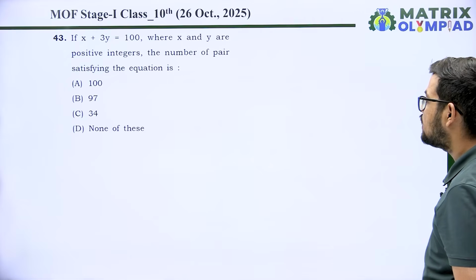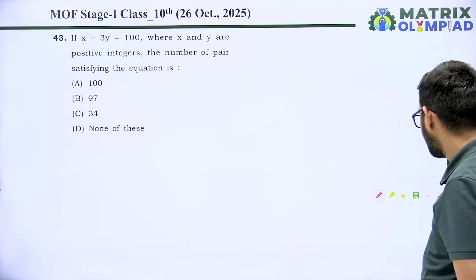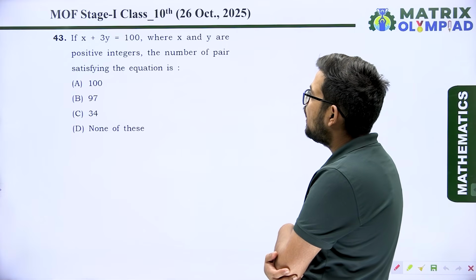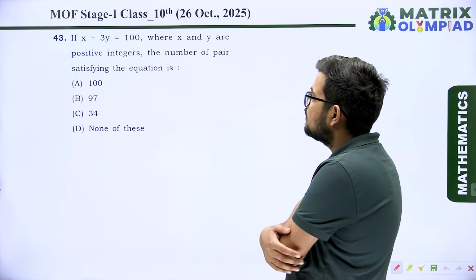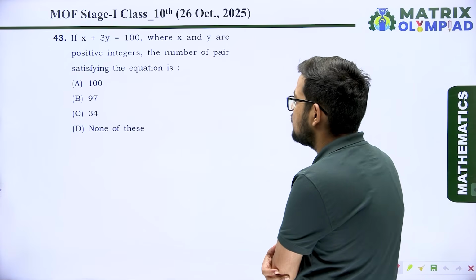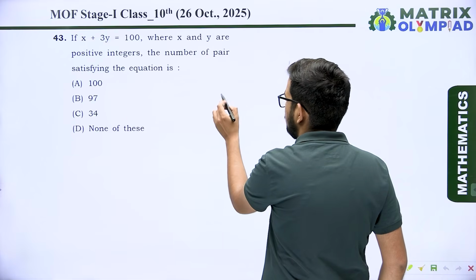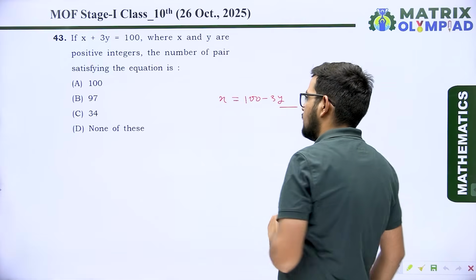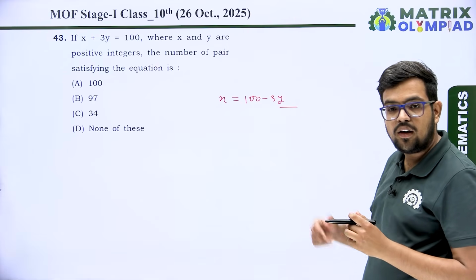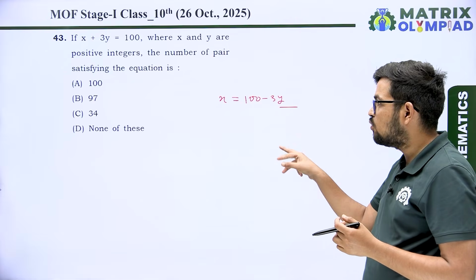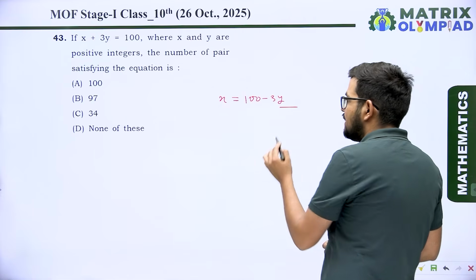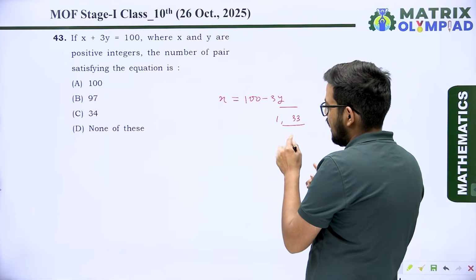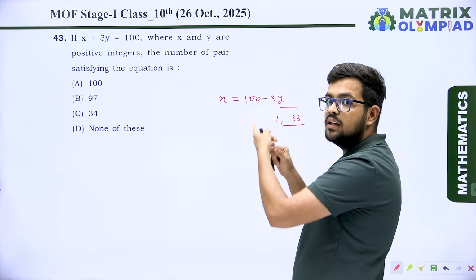Question number 43. If x plus 3y equals 100, where x and y are positive integers, the number of pairs satisfying the equation is? So you can write x equals 100 minus 3y. When you substitute the value of y from y equals 1, y equals 2, y equals 3, till 33, you will get positive values, and after putting y equals 34 you will get a negative value.